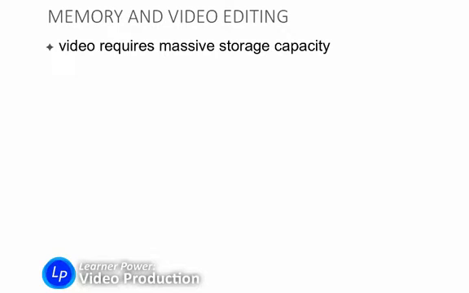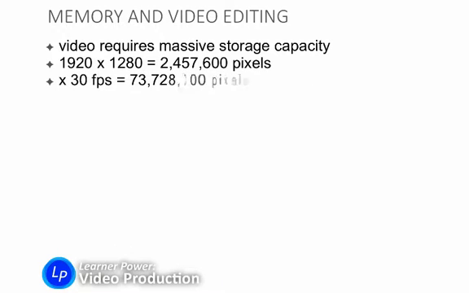So, just a couple of notes about video. I already mentioned you need a lot of storage capacity. Let's look at some numbers. We're going to crunch these numbers a little bit more specifically in another lesson, but just off the top of our head, if our video is HD, 1920 by 1080, we're talking 2,457,000 pixels for one frame. And when you're working at 30 frames per second, it gets up to 73 million pixels pretty quickly.